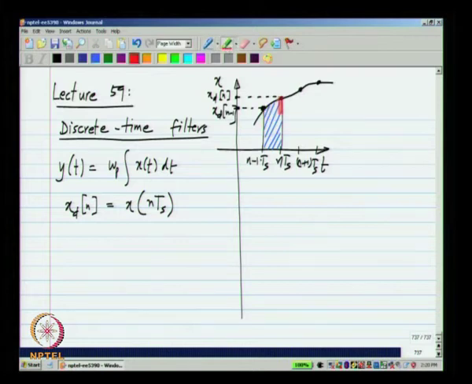That is, this is the difference between the value of y at nT_s and the value of y at (n minus 1)T_s. This is written as an indefinite integral. If you look at the definite integral from (n minus 1)T_s to nT_s, that will be nothing but y_d of n minus y_d of n minus 1, the value of the integral up to this time minus the value of the integral up to that time, that is the area here. That is given by this blue area.